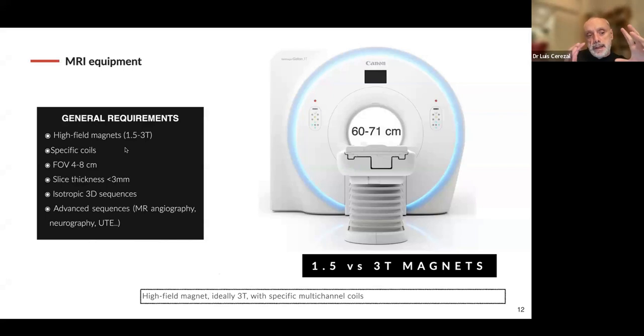We need to perform a small field of view, no more than 8 centimeters, for a conventional study of the wrist. We should have the possibility of slice thickness with high quality, less than 3 millimeters, usually less than 2 millimeters. It's very important also to have isotropic 3D sequences to perform reconstructions adapted to a specific anatomical structure. And advanced sequences such as arthrography or neurography are also important, for example.